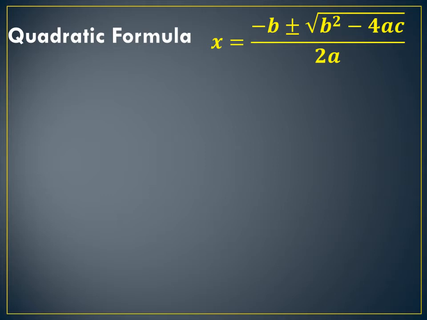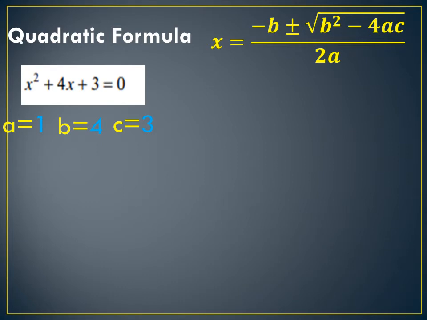x is equal to negative b, positive or negative square root of b squared minus 4ac, all over 2a. Okay, so if we need to solve x squared plus 4x plus 3 equals 0, we should identify first the values of a, b, c, because it is already in standard form. So our a is 1, b is 4, c is 3.